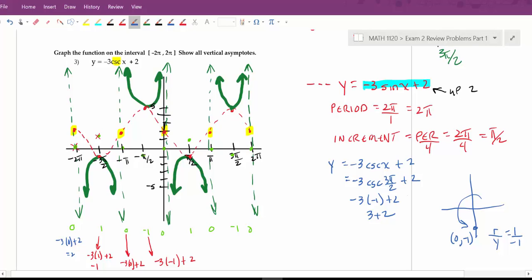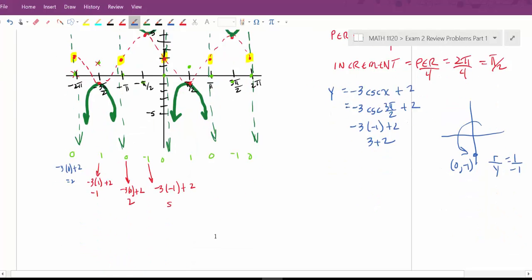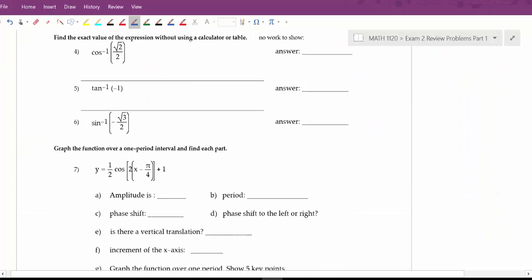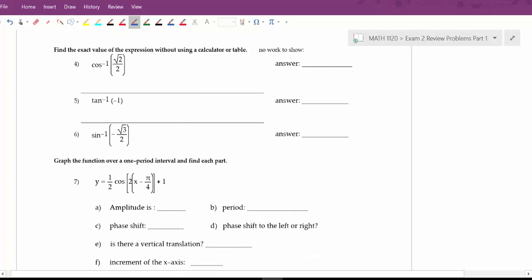And you can do the same thing for any of these points. I recommend on a test that you at least choose to check about 2 points to make sure you're right. And students just don't do that. And boy, you need to do that. You can tell you're right on a graph. Take advantage of that.